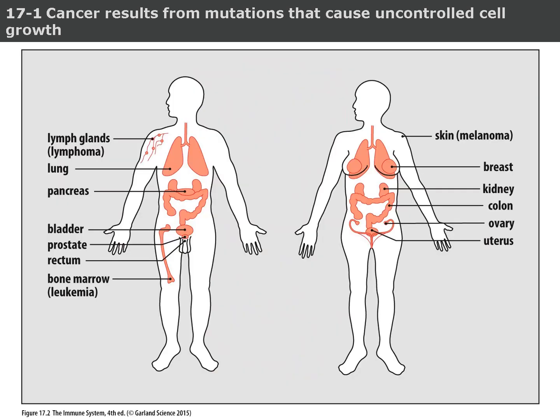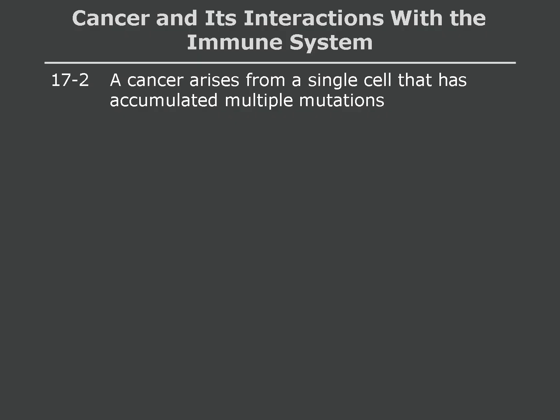This figure highlights the common sites where cancers develop in males and females. In males, cancers frequently arise in the lymph nodes as lymphoma, in the lungs, pancreas, bladder, prostate, rectum, and bone marrow as leukemia. In females, common sites of cancer include the skin as melanoma, the breasts, kidneys, colon, ovaries, and uterus. These patterns reflect how different tissues and organs are vulnerable to the effects of mutations that cause uncontrolled cell growth. A cancer arises from a single cell that has accumulated multiple mutations.